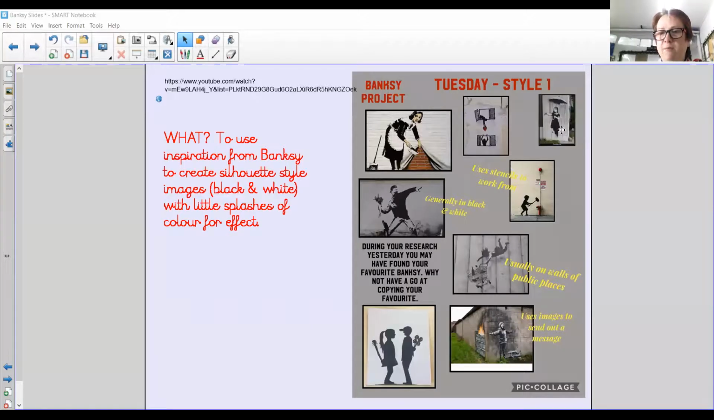Okay, so this is the image that you saw on the iPad, and hopefully you've managed to have a little look through some of Banksy's pictures and choose one that you quite like the look of that you can recreate. So we're looking at mainly black and white ones today with that hint of colour if there is one. There doesn't have to be one.